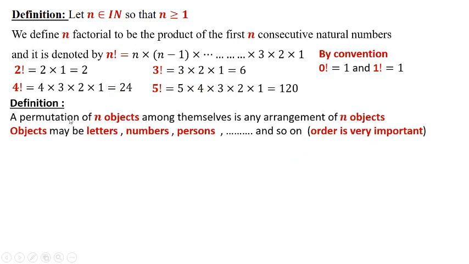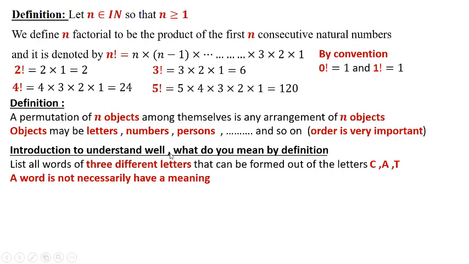Definition. A permutation of n objects among themselves is any arrangement of n objects. Objects may be letters, numbers, persons, and so on. Of course, order is very important.